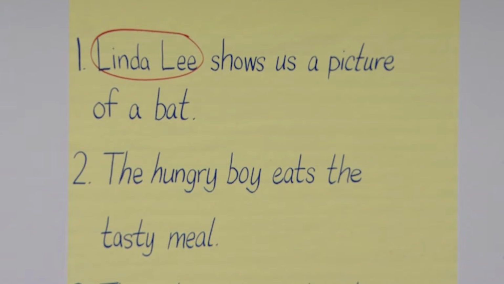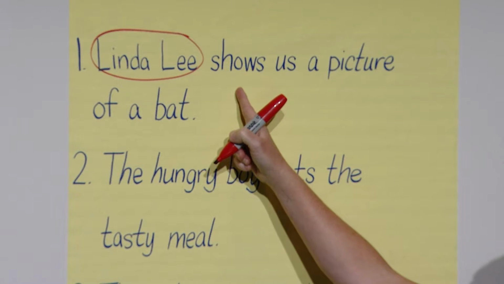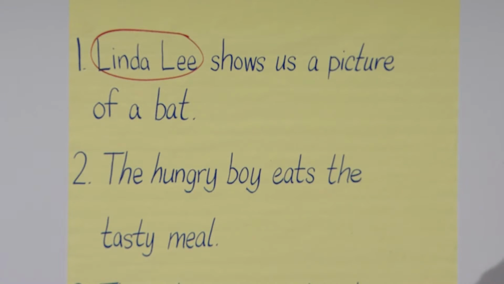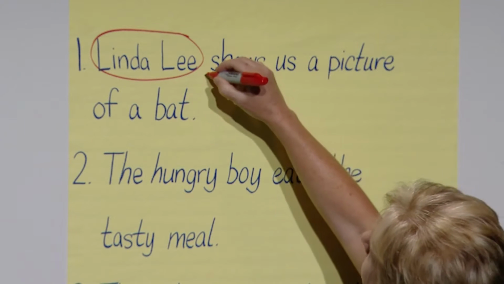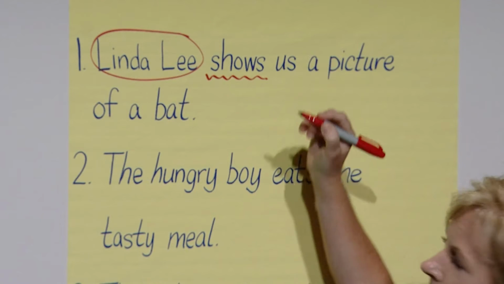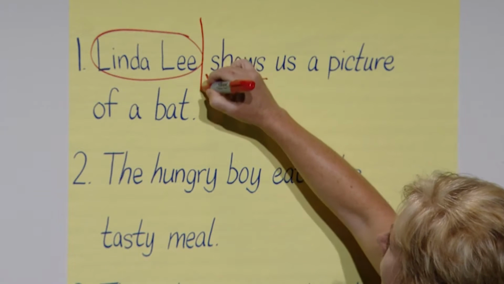Let's see if we can find an action verb. Ask yourself what's happening. What's the action? Oh, I heard someone say it. That's it. Shows. This is the verb in the sentence, and it's the beginning of the predicate. To remind us this is a verb, Candy is going to draw a squiggly line under shows. Next, she's going to draw a line in between Lee and shows.